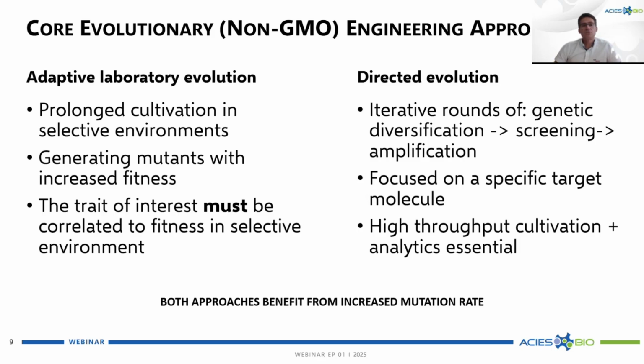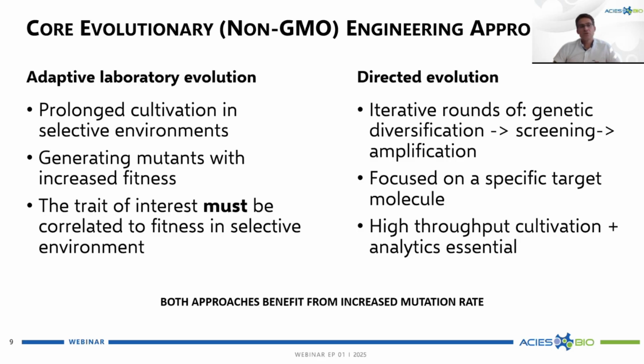So let's continue with the two main engineering approaches that we'll have a more detailed look at in today's webinar. So there are two main principles. One is adaptive laboratory evolution. So this consists of prolonged cultivation of bacterial or microbial cultures in selective environments. So due to this selective pressure, mutants are generated which have increased fitness in such an environment, for example, in the presence of an inhibitory compound.